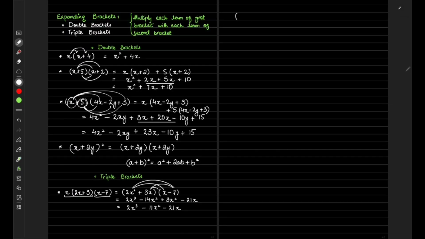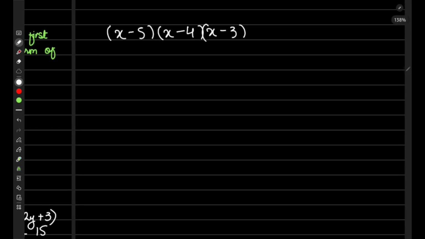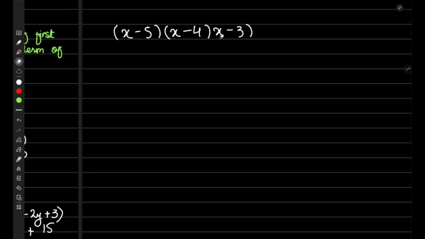For example, if you have a bracket like, let's take a proper 3 bracket, (x minus 5) times (x minus 4), (x minus 3). So the rule stays the same. You have to first multiply the first two brackets, any two brackets first, and then multiply it with the third. So I am first multiplying the first two and then I will multiply it with the third one.